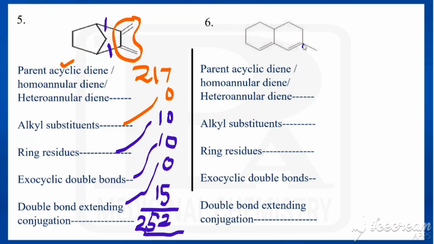Now for this, this is the parent. This is a heteroannular diene. So what is the value for that? That is 215 nanometer. Now alkyl substituents, it is having one alkyl. So this would be alkyl. So one alkyl, so 5.